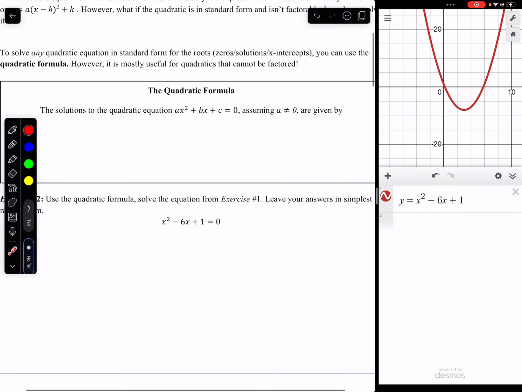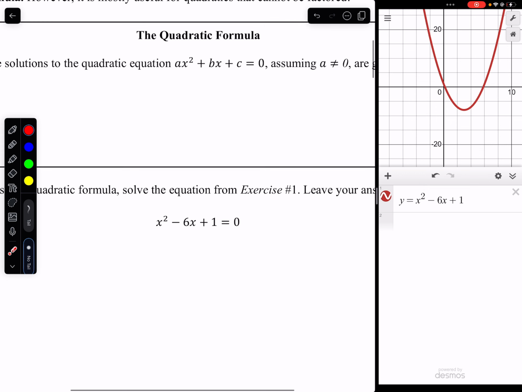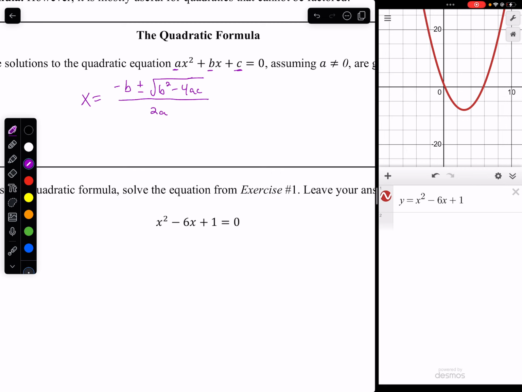And we have this formula, the quadratic formula. So here's a quadratic in standard form, okay? And the formula looks a little crazy, but it's going to use the a, the b, and the c. To find your x values that make y 0, you're going to do -b plus or minus the square root of b squared minus 4ac, all over 2a. That formula will find your x-intercepts, or will solve the quadratic.